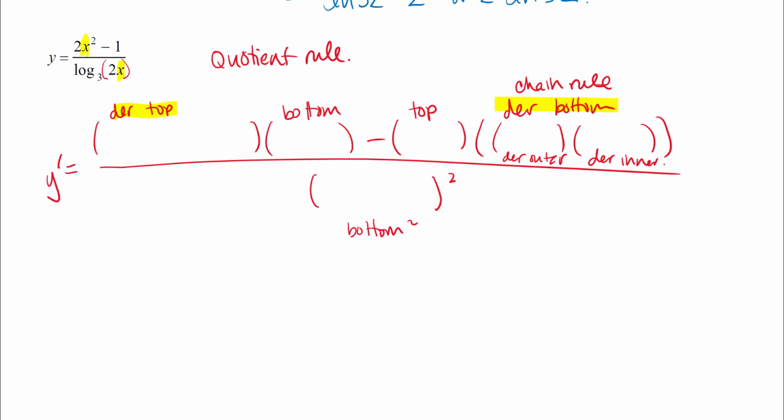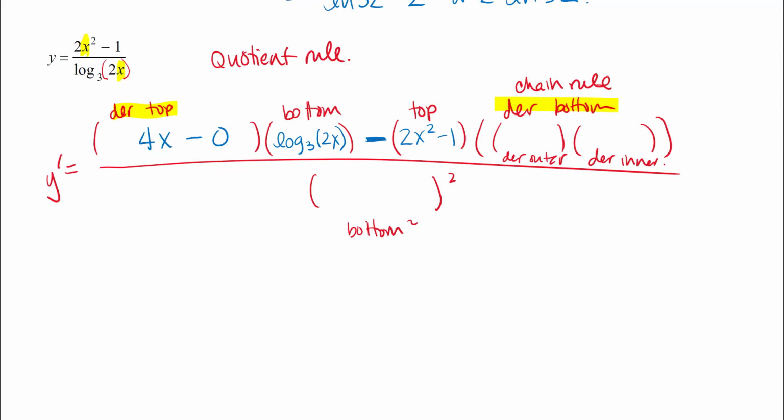Okay, so let's just fill everything in here. So the derivative of the top, derivative of 2x squared minus 1, that's pretty easy. Bring down the exponent, subtract 1, so I get 4x, and then the derivative of the constant term all by itself will just be 0. So I don't really need to write the 0, but I'll just put it there. And then times the bottom minus the top. That's just copying that down.